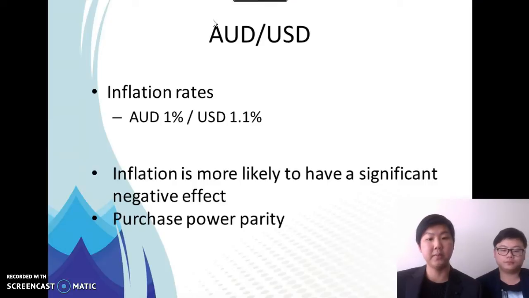And the inflation rate for Australia, as you can see, and compared to the USD is 1% and 1.1% respectively. And therefore, the difference suggests that the price of products and services in Australia would increase at a lower pace than those in the US. Therefore, the purchase power parity suggests that Australian dollar would appreciate against the US dollar.